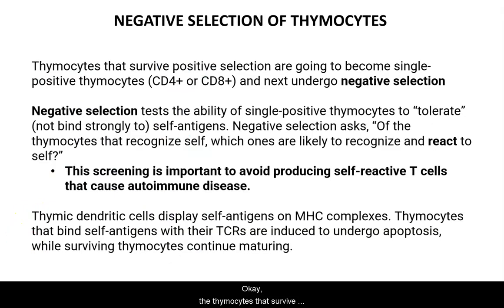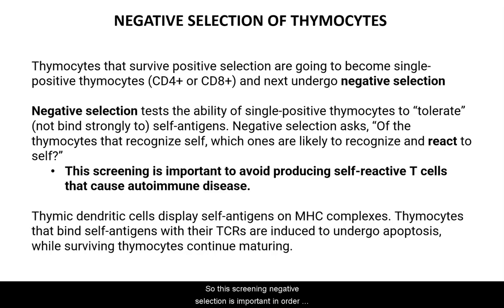Okay, the thymocytes that survive positive selection are going to go on and lose one of those co-receptors, either the CD4 co-receptor or the CD8 receptor, and become single positive thymocytes. And those single positive thymocytes are going to undergo negative selection. Negative selection is going to test the ability of these thymocytes to tolerate self-antigens. That is, it asks of the thymocytes that can recognize self, which ones recognize it too well? Which ones are likely to react to self?